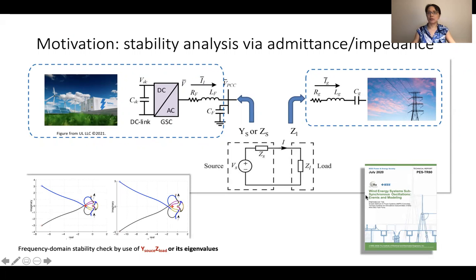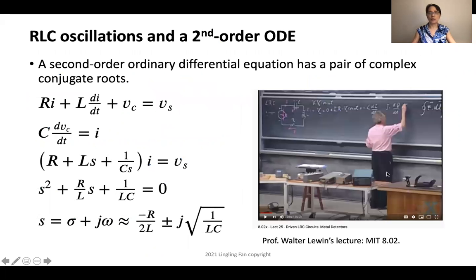For example, this is the task force report called Wind Energy System Subsynchronous Oscillation Report by the IEEE Power and Energy Society. So what is admittance? I'd like to give a quick tutorial.